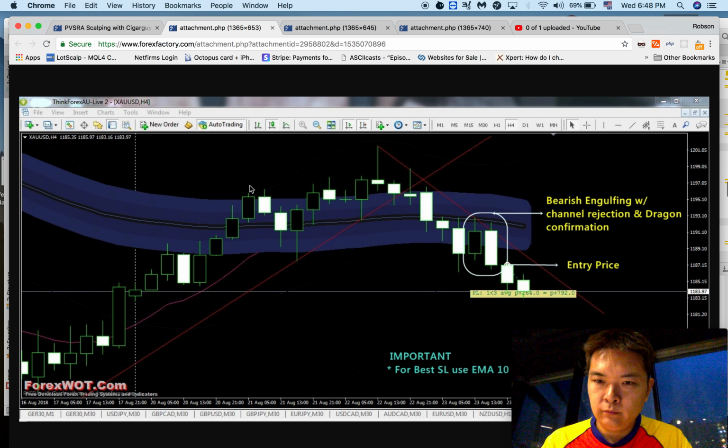Entry price, bearish engulfing with channel rejection and dragon confirmation. Yeah, okay, I know what you mean about the engulfing pattern. But again, I don't see the volume.